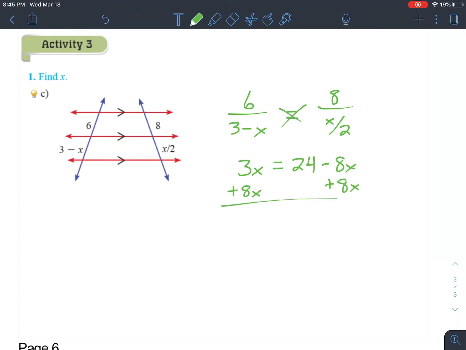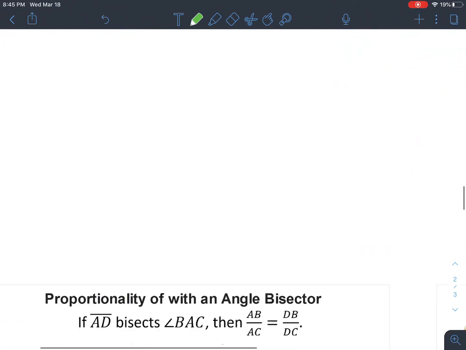Then we can add 8x to both sides, and this is not going to divide nicely for us because we're going to get 11x equals 24. One thing I noticed when I did the homework assignment before this is that a lot of the questions that I assigned will not divide evenly either. Just leave this as a fraction, then x equals 24 over 11.